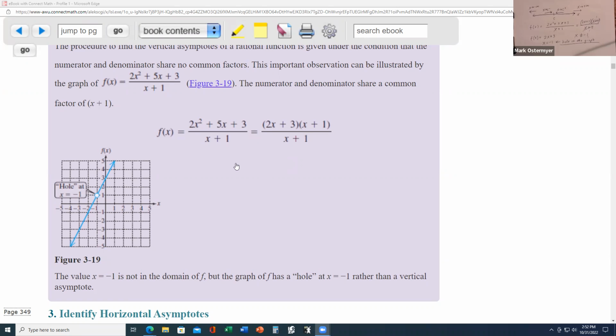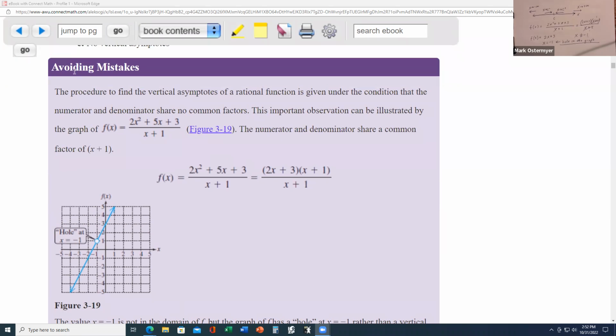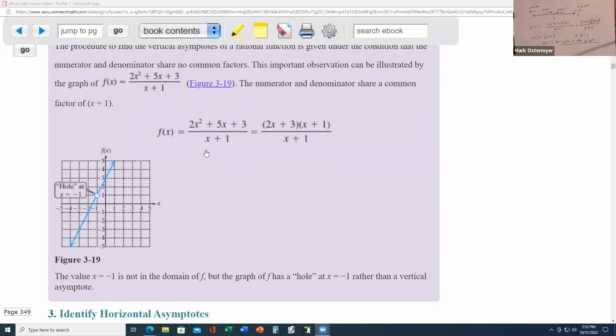All right. So just be careful with that. And that's why this purple shaded box is entitled Avoiding Mistakes. We have to be careful in this case to recognize that there's not a vertical asymptote at x equals -1, but rather a hole in the graph. Right? The function is undefined at x equals -1.